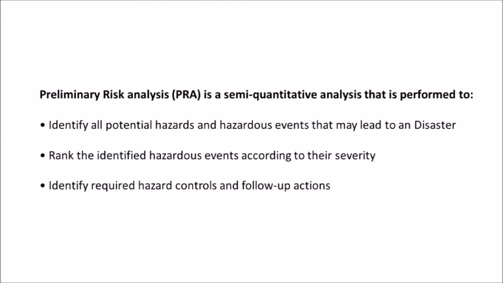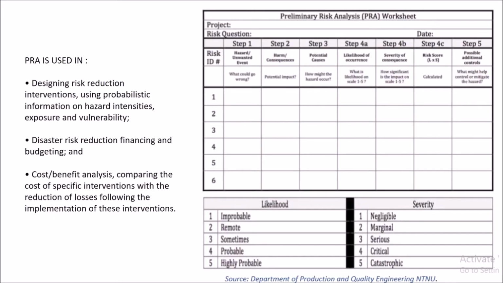This method is used in designing risk reduction interventions using probabilistic information on hazard intensities, exposure, and vulnerability. It is also used in cost-benefit analysis, where the cost of specific interventions to reduce the losses can be seen vis-a-vis the benefits which accrue due to implementation of these specific interventions.